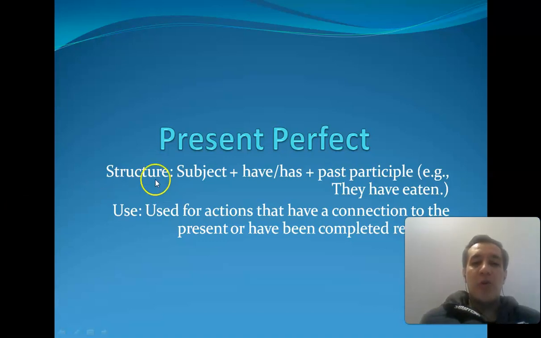The structure, we have the subject plus have or has. We know we can use has for he, she, or it, plus past participle plus complement. As an example, we have they have eaten, and it is used for actions that have a connection to the present or have been completed recently.